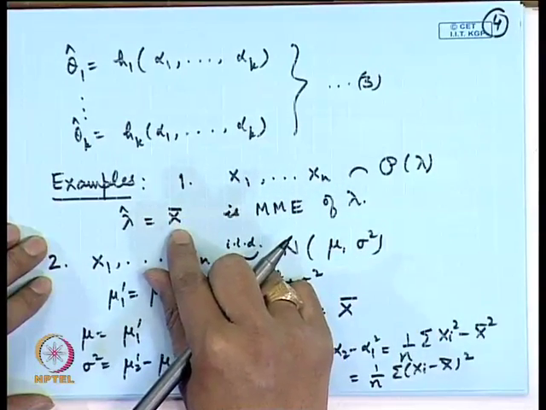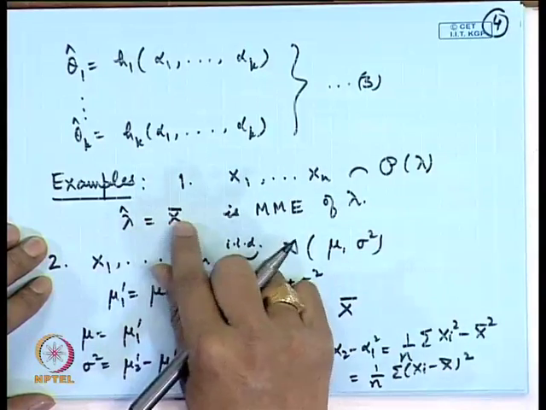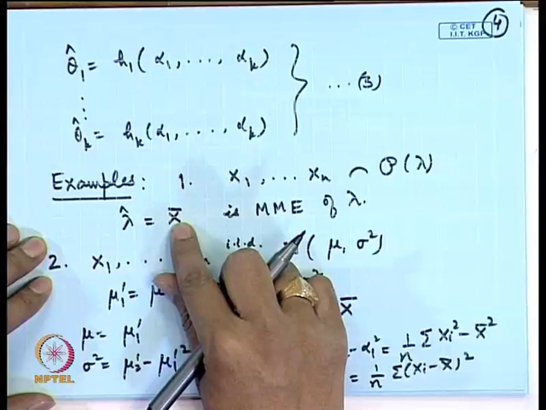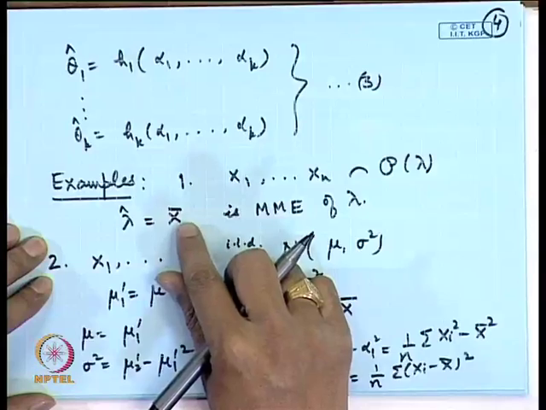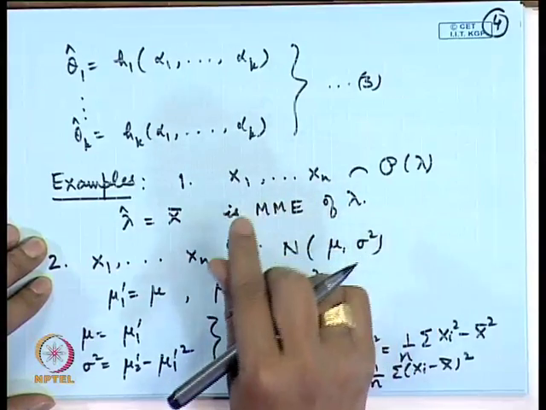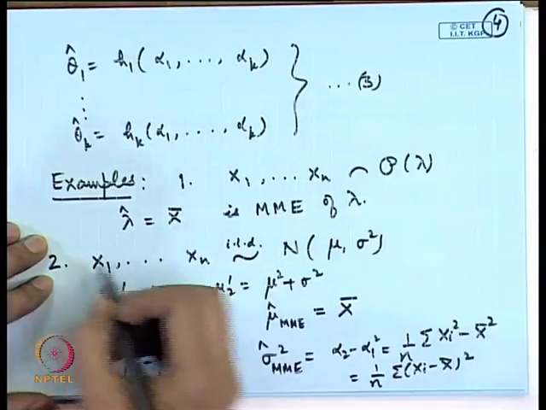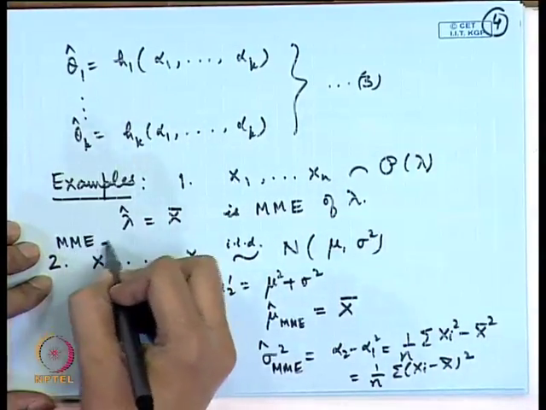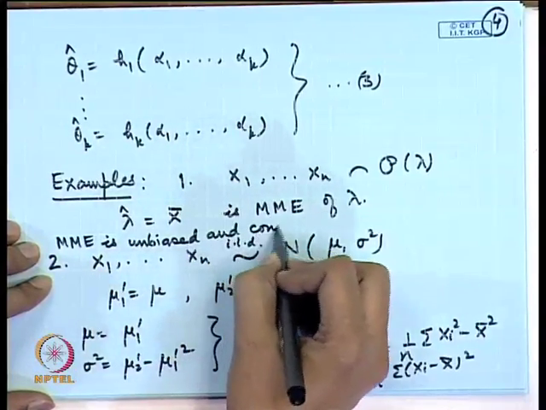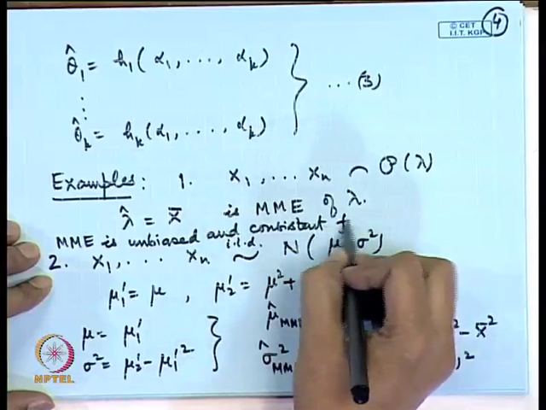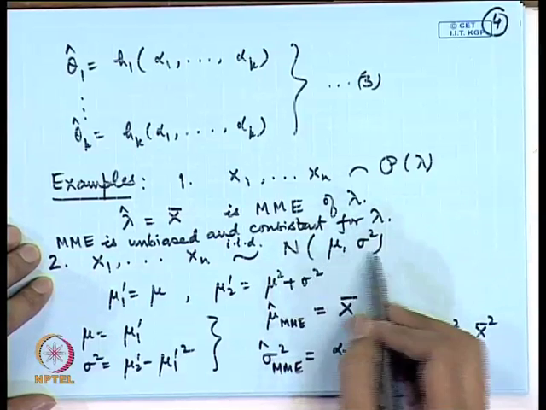For example, unbiasedness. You see in the Poisson distribution case, expectation of x bar is equal to lambda. So, the method of moments estimator is actually unbiased. It will also be consistent if we apply the weak law of large numbers, as we have already seen that if the first moment exists, the sample mean is always a consistent estimator for the population mean. So, in this case MME is unbiased and consistent for lambda.